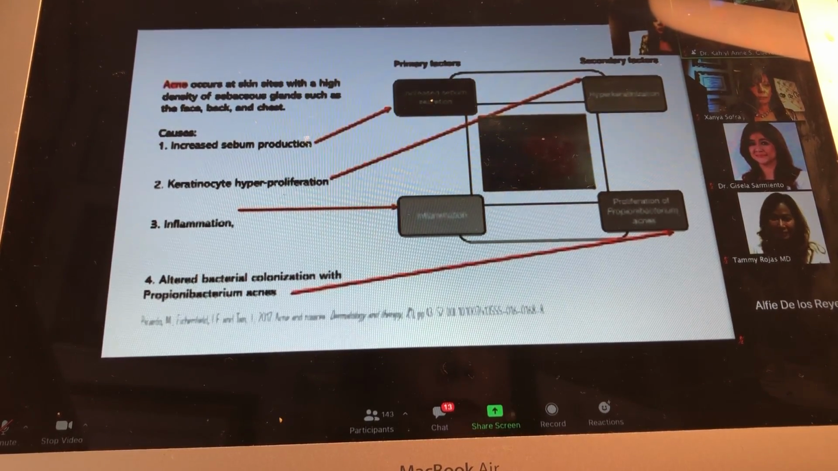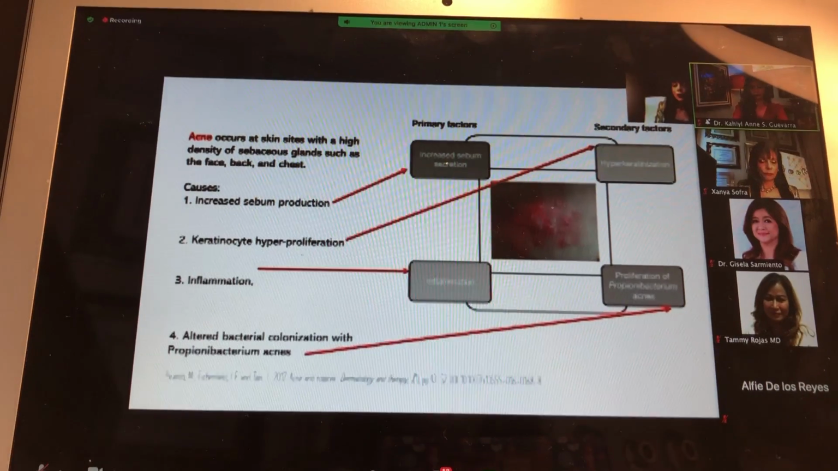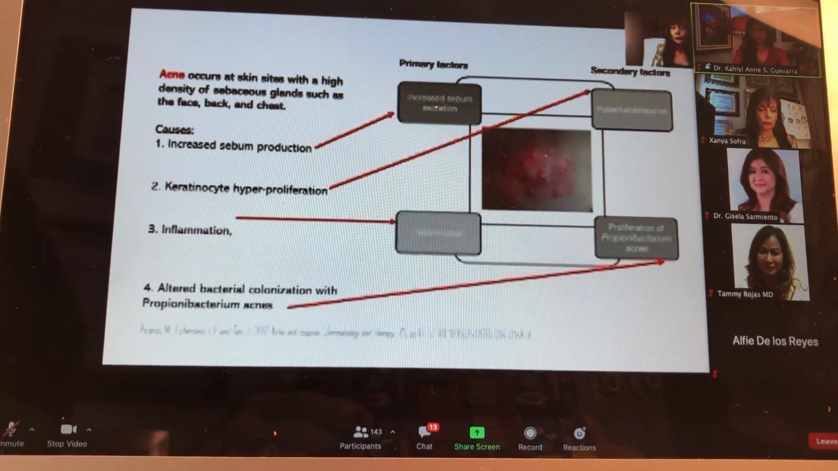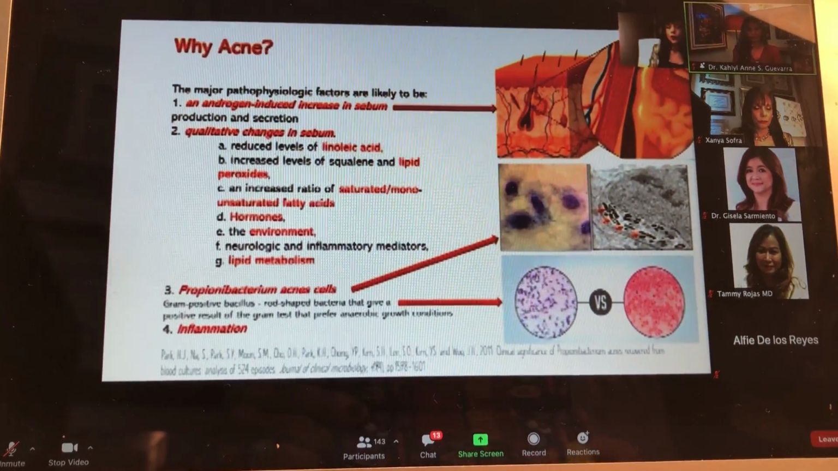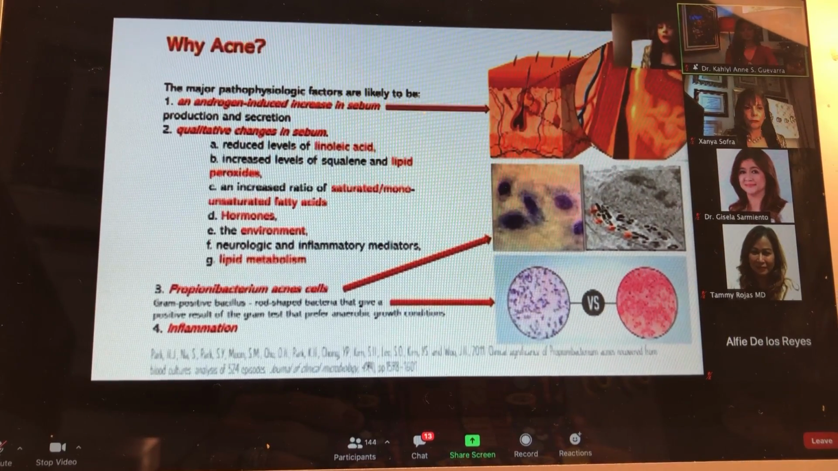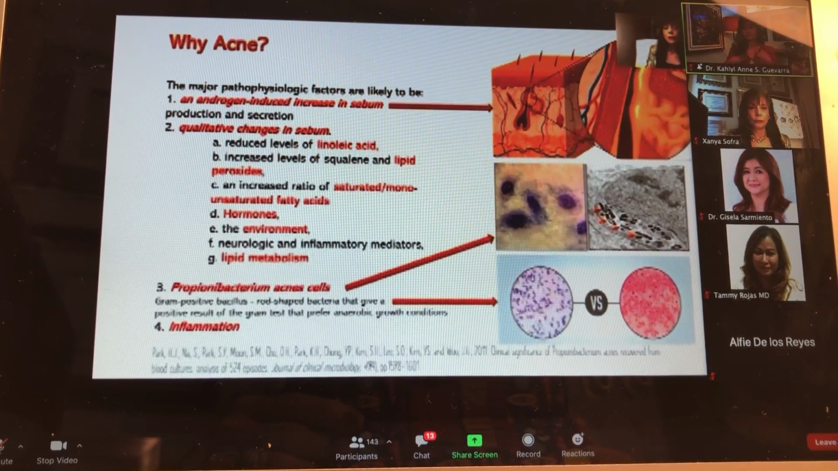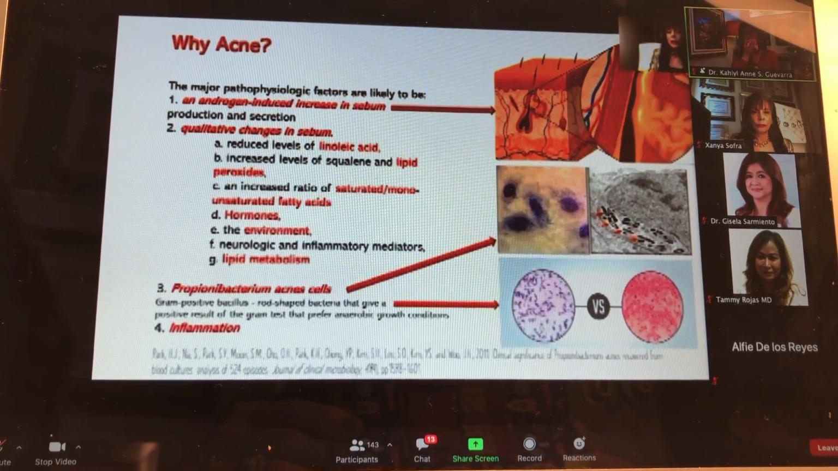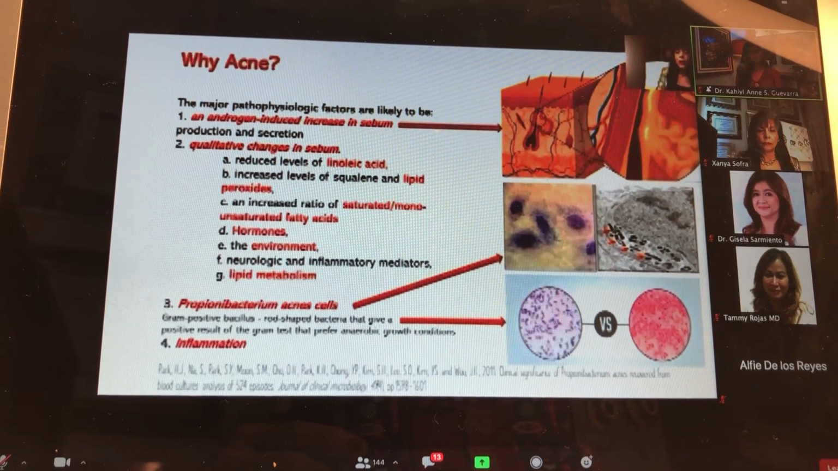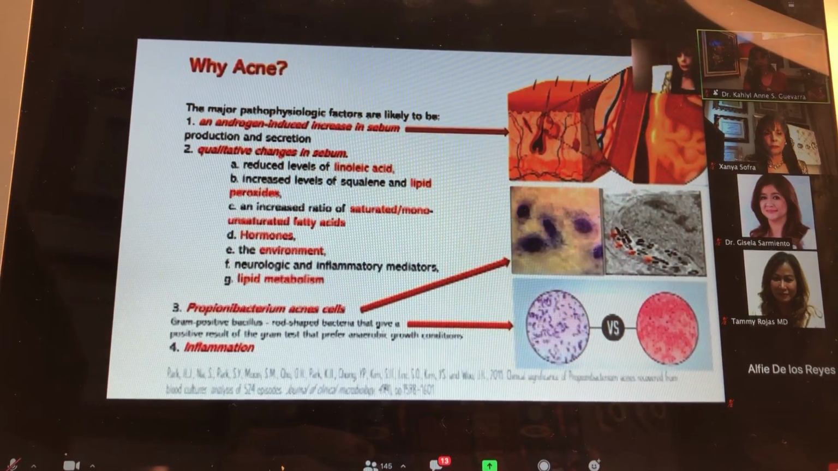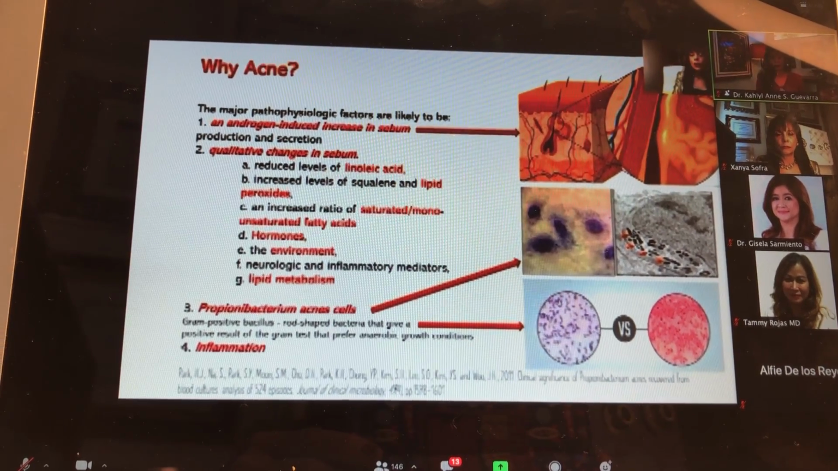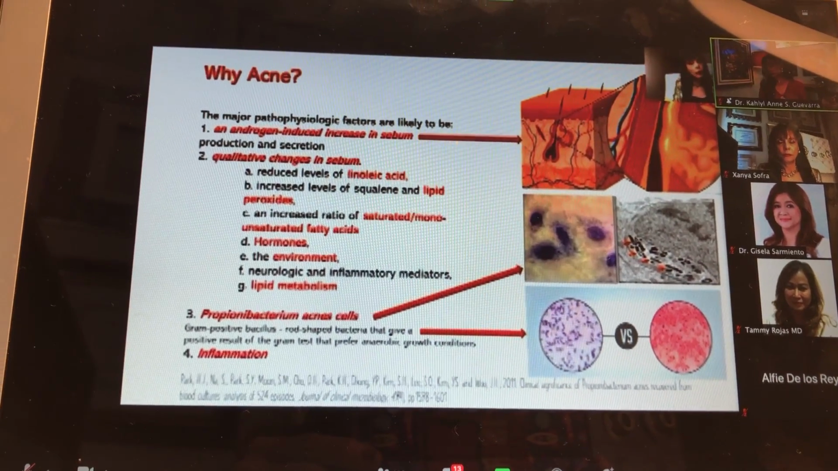Inflammation is a very important part of acne, along with altered bacterial colonization with Propionibacterium acnes. The major pathophysiological factors are likely an androgen-induced increase in sebum, qualitative changes in sebum, reduced levels of linoleic acid, increased levels of lipid peroxides, and an increased ratio of saturated to monounsaturated fatty acids. Hormones are a major aspect of this. So are the environment, pollution, neurologic and inflammatory mediators, and lipid metabolism.